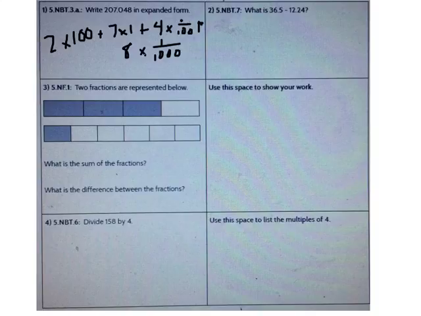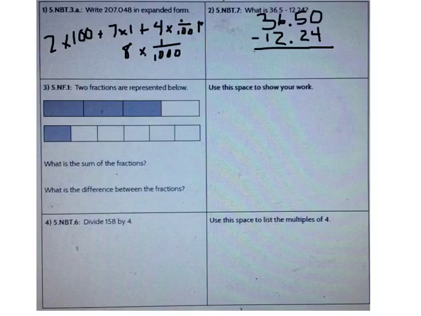Now let's do another problem, number 2. What is 36 and 5/10 minus 12 and 24 hundredths? Well, what's the most important thing to do when subtracting two decimals? I need to line up the decimal points. So I'm going to write 36 and 5/10 minus 12 and 24 hundredths. I can place a 0 behind the 5 so that both decimals end in the same place value. I can't subtract 0 minus 4, so I need to borrow from the 5.